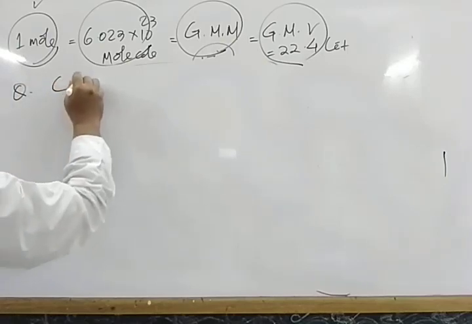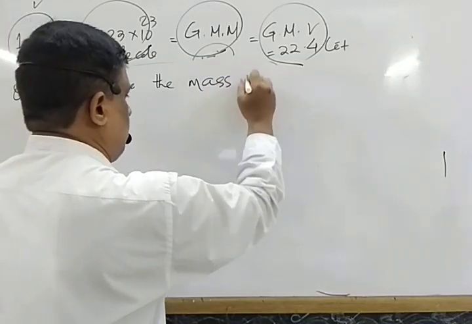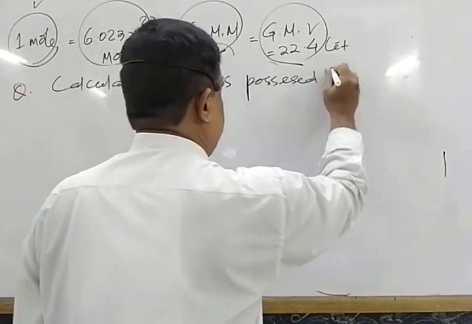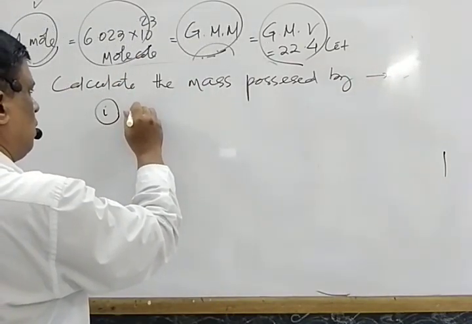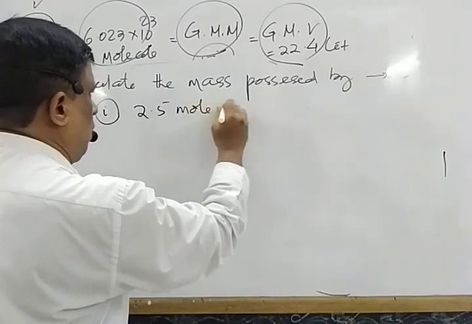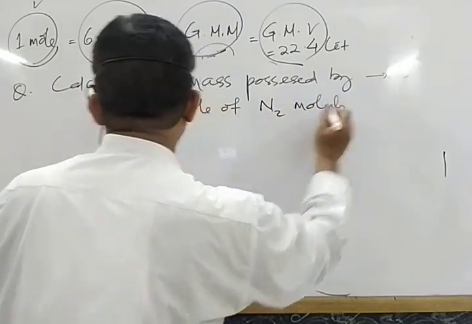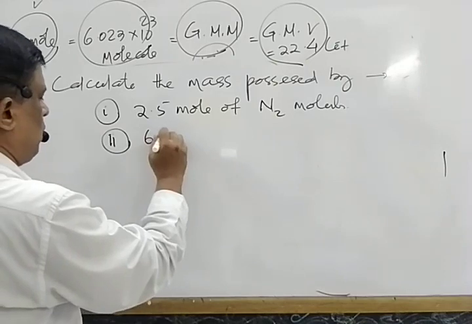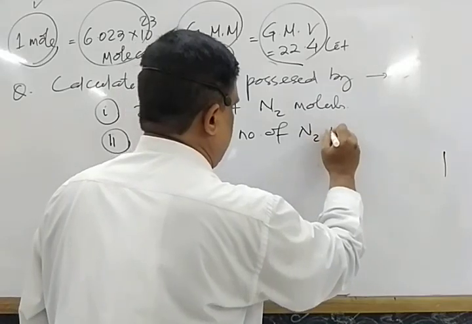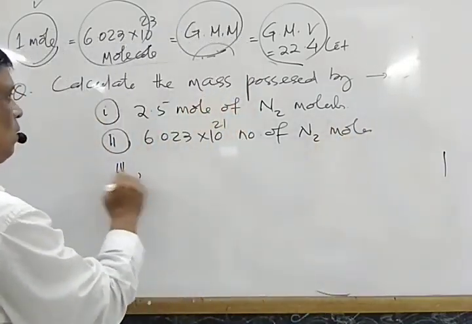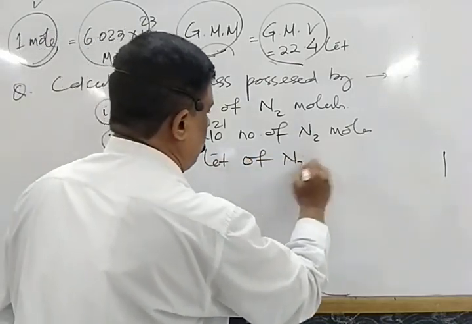Question: calculate the mass possessed by 2.5 mole of N2 molecules, by 6.023 into 10 to the power 21 nitrogen molecules, and by 5.6 liter of nitrogen molecules.